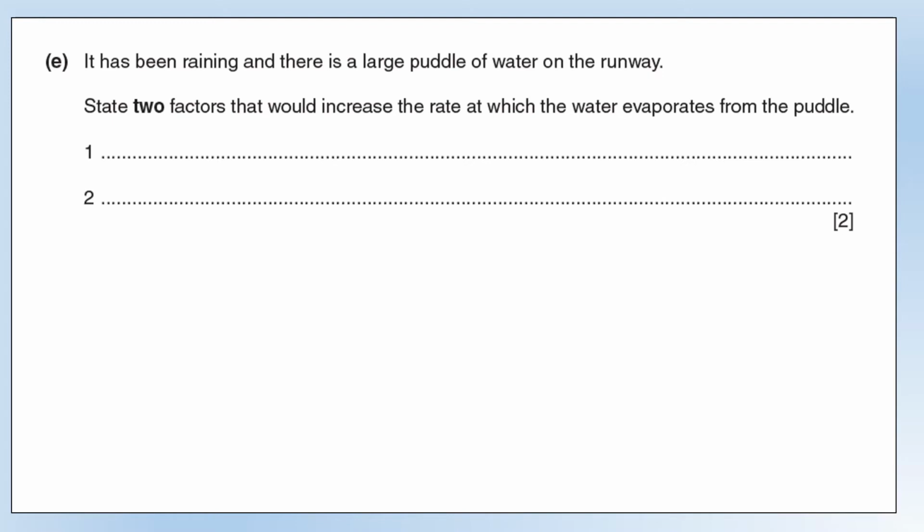Okay, so it's been raining and there's a large puddle of water on the runway. State two factors that would increase the rate at which the water evaporates from the puddle. I can do better than that. I can give 4, so any 4 of these would be acceptable.